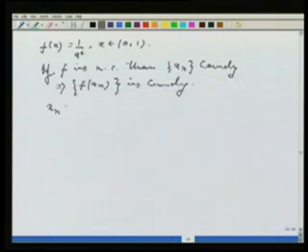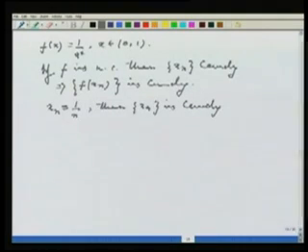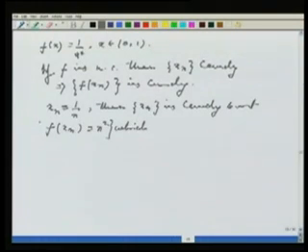Let me look at the sequence xn equal to 1 by n, which I have looked at earlier. If xn equals 1 by n, then xn is Cauchy. But f of xn equals n square, which is not Cauchy. But my previous theorem says that if f is uniformly continuous, then a Cauchy sequence will be mapped to a Cauchy sequence by f. I have assumed my f to be uniformly continuous on (0, 1), and I can see that there exists a Cauchy sequence 1 by n which is not getting mapped to a Cauchy sequence. That means f cannot be uniformly continuous.